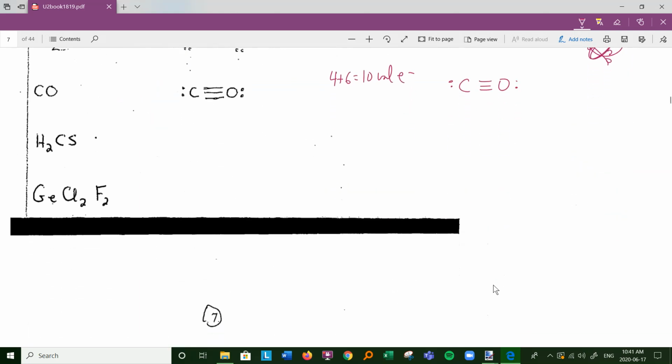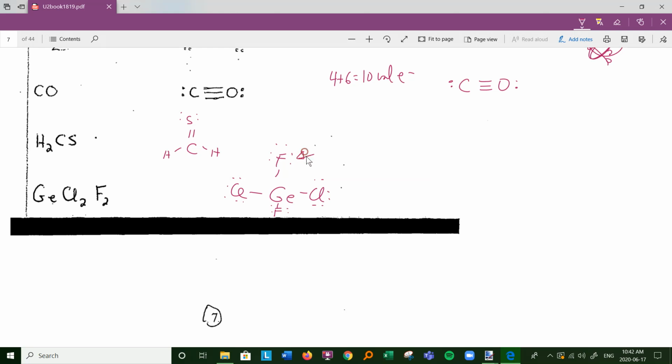H2CS, well, let's see, we have carbon, and then we're going to have sulfur, and we're going to have hydrogens. I can sort of predict what the geometry is going to be like, but I don't have to. But there's H2CS, GeCl2F2. It doesn't matter where I put these atoms which are surrounding the central atom. You need at least 3 atoms to have a central atom. And group 4s like to be at center. So that's the central atom.